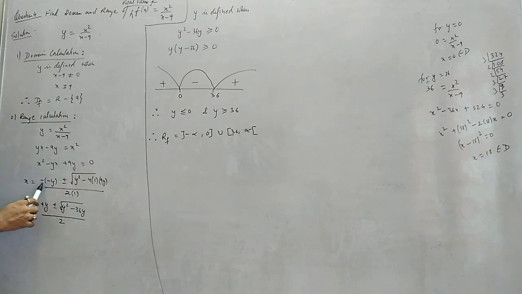So x equals minus b plus minus under root of b square minus 4ac, divided by 2a. b is minus y, so minus b is plus y, and b square is y square. What is a? 1. c is 9y. Solve it, divided by 2a, a is 1. You will get y plus minus under root of y square minus 36y, by 2. So now we have converted x in terms of y.